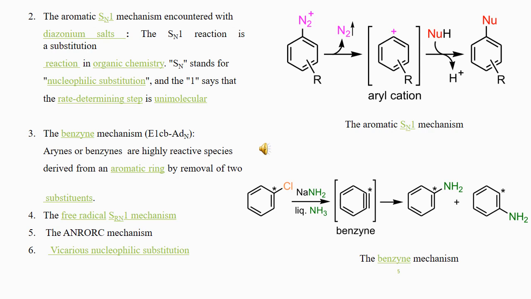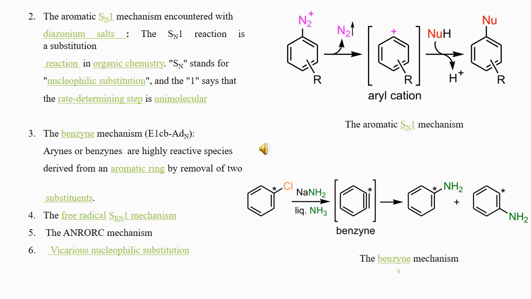In the next step, the nucleophile comes and attacks. In the first step, which is rate determining, only the leaving group departs. So in the SN1 mechanism, there is a speciality of the aromatic SN1 mechanism, that it is encountered with diazonium salts.